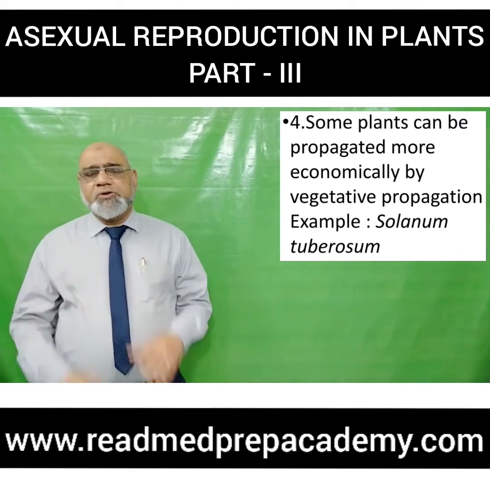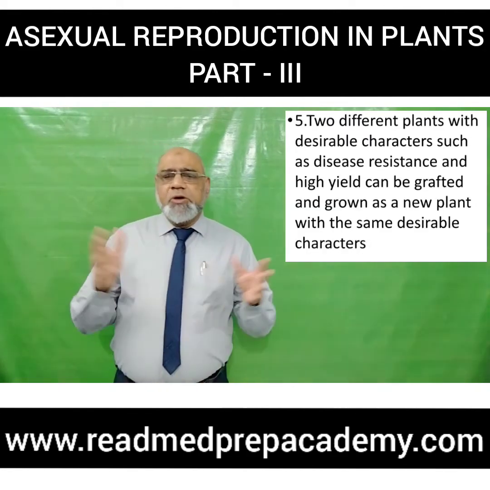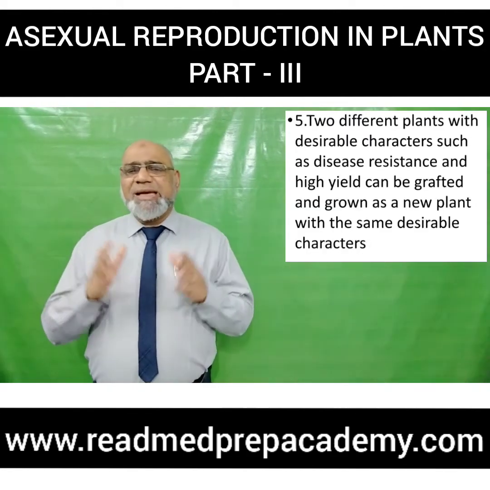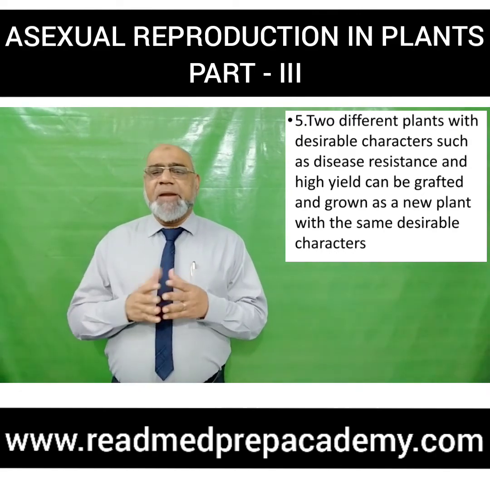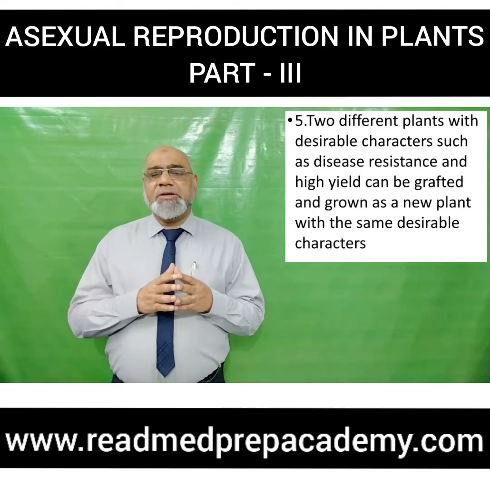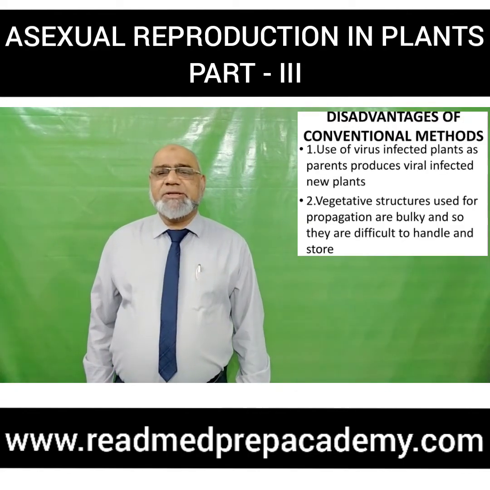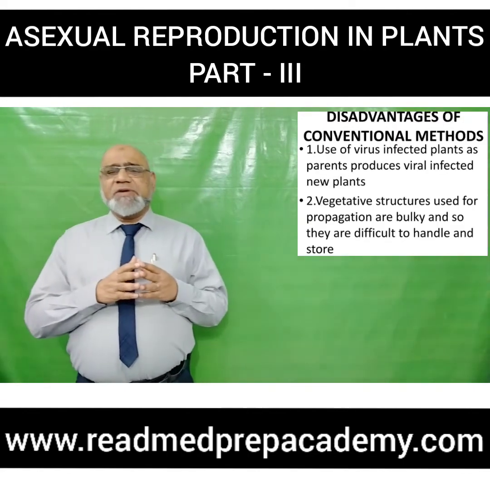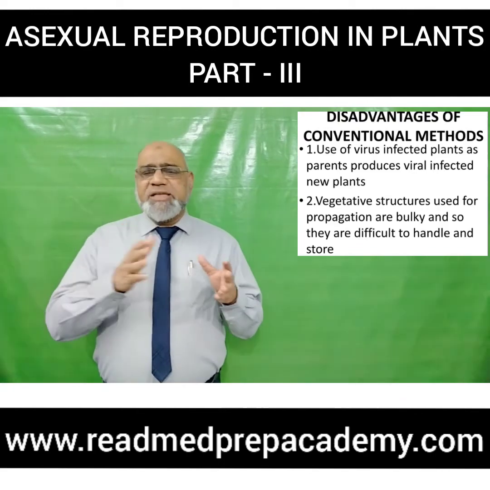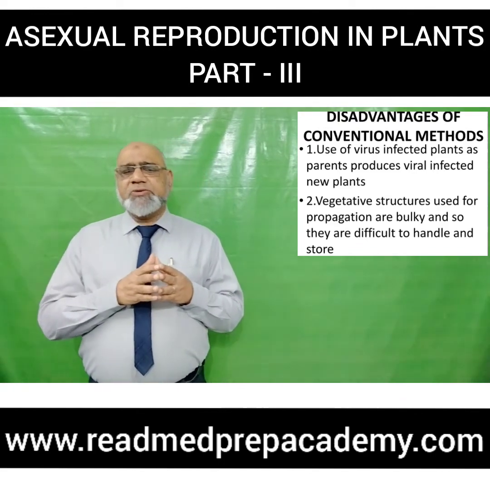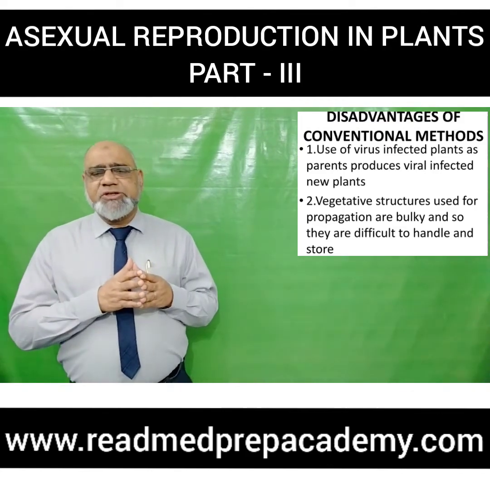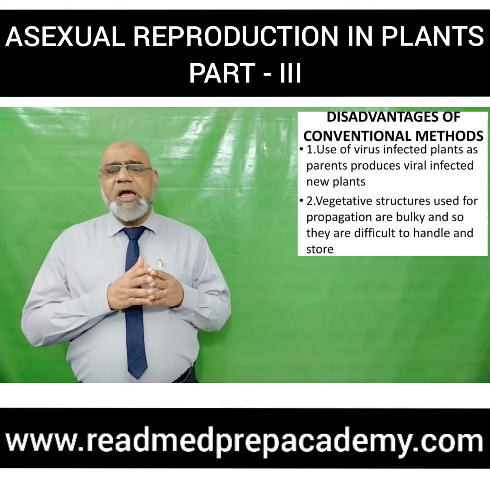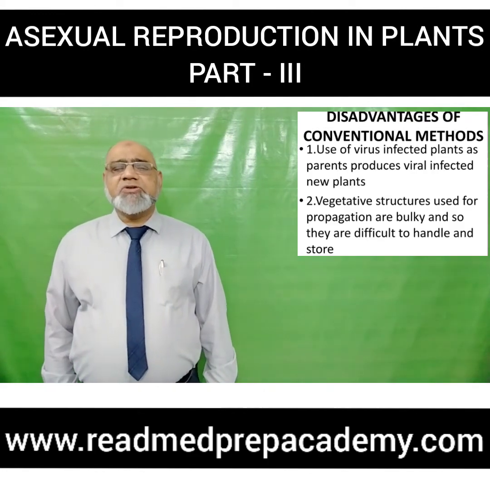Example, potato, Solanum tuberosum. Two different plants with desirable characters such as disease resistance and high yield can be grafted and grown as a new plant with the same desirable characters. What are the disadvantages of conventional methods? Use of virus-infected plants as parents produces virus-infected new plants. Vegetative structures used for propagation are bulky, so they are difficult to handle and store.